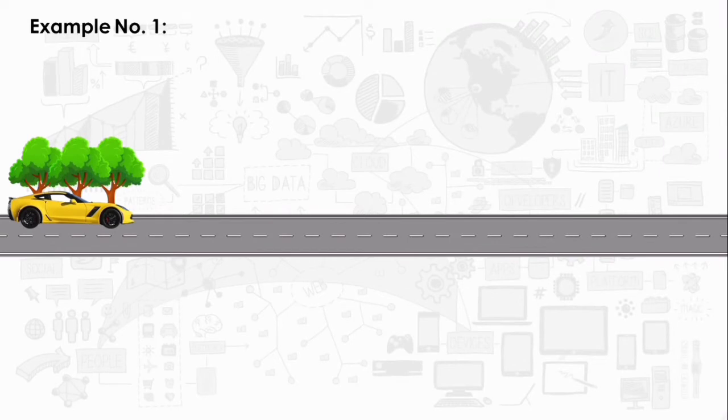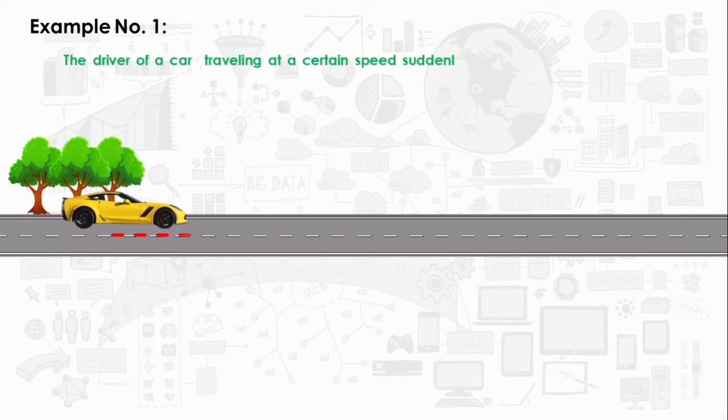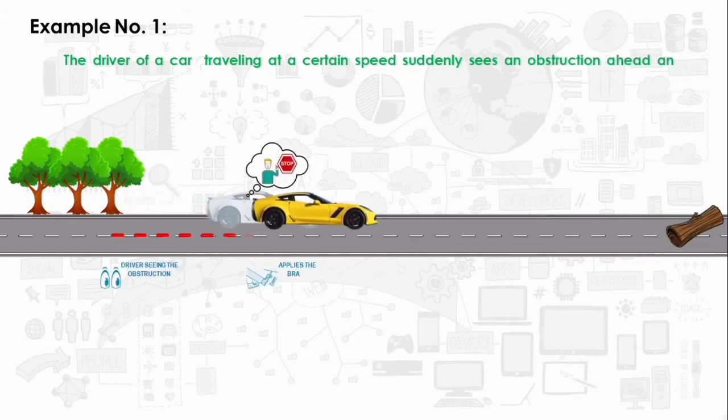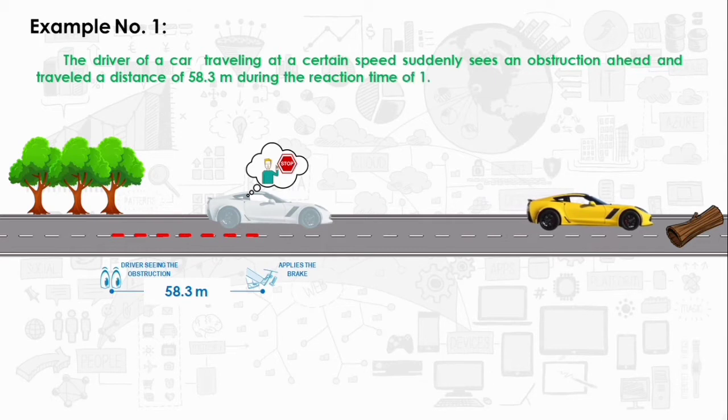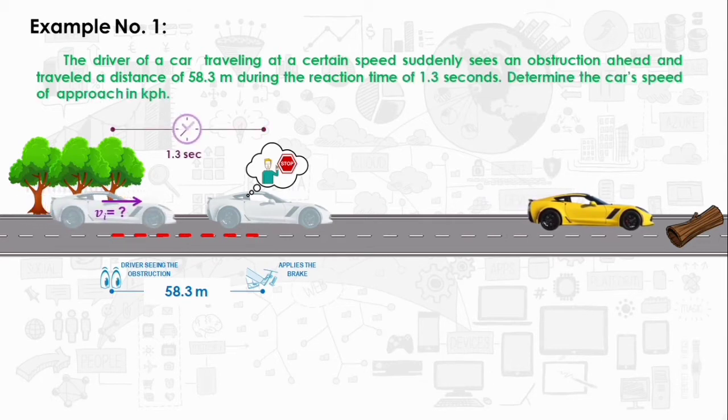Example number 1. The driver of a car, traveling at a certain speed, suddenly sees an obstruction ahead and traveled a distance of 58.3 meters during the reaction time of 1.3 seconds. Determine the car's speed of approach in kilometers per hour.